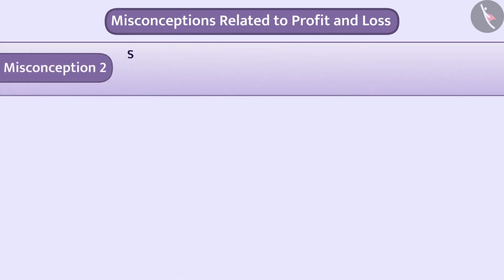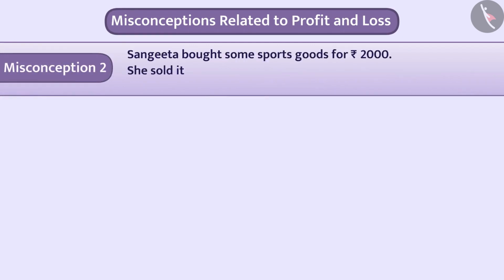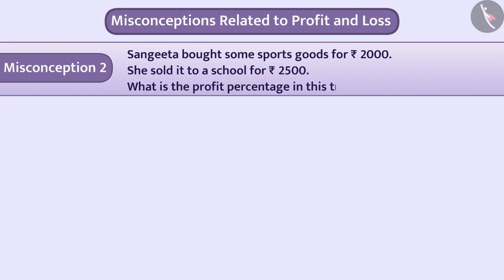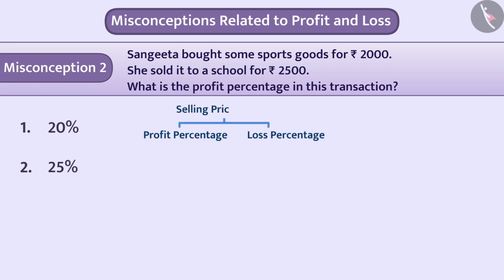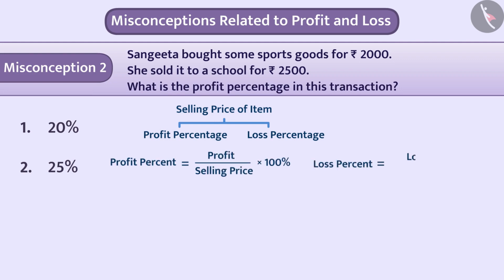Misconception 2. Sangeeta bought some sports goods for 2000 rupees. She sold it to a school for rupees 2500. What is the profit percentage in this transaction? Some children think that the profit or loss percentage is obtained on the selling price of the item. So, they use the wrong formula to find the profit or loss percentage. They write profit percentage is equal to profit divided by selling price multiplied by 100, or loss percent is equal to loss divided by selling price multiplied by 100.